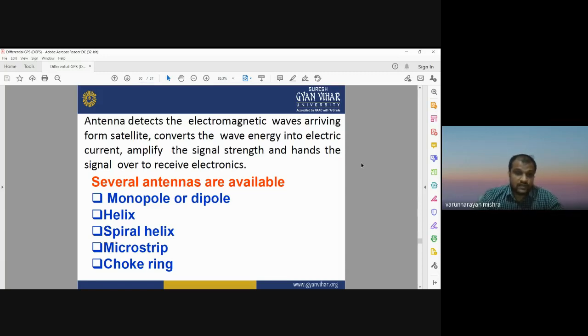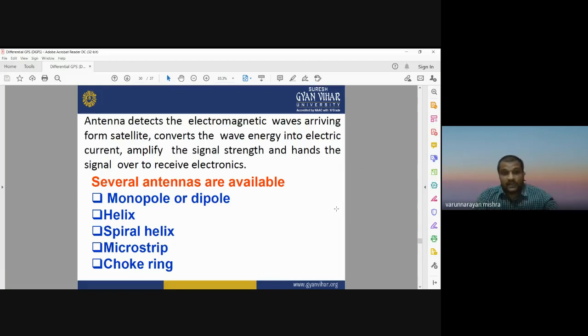There are several types of antennas available: monopole or dipole, helix, spiral, microstrip, and choke ring. I'm not going into details of these types of antennas. This is a very broad topic, but whatever GPS receiver you are using, it should have at least a monopole kind of antenna. Advanced GPS receivers use a spiral helix antenna, which is more capable and efficient at receiving the signal coming from the GPS satellites.